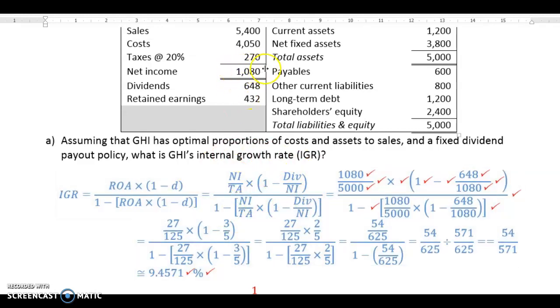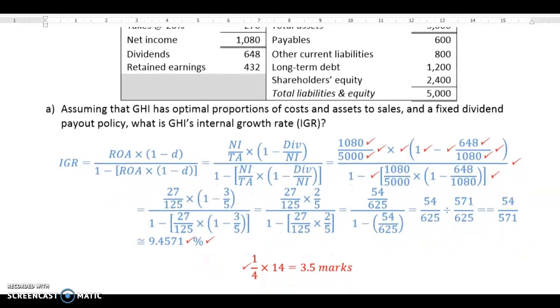Net income is 1080 from this income statement here, divided by 5,000, which is the total assets. So ROA is net income divided by total assets, multiplied by 1 minus the dividend, which is 648, divided by net income 1080. This is the same figure here and here, 1080. Alright, so with that you get this answer. The answer is 9.4571%.